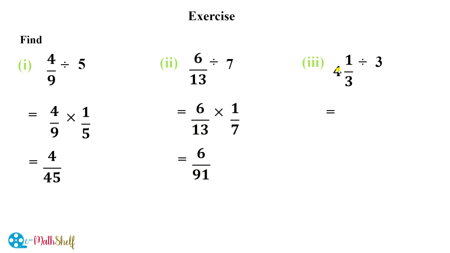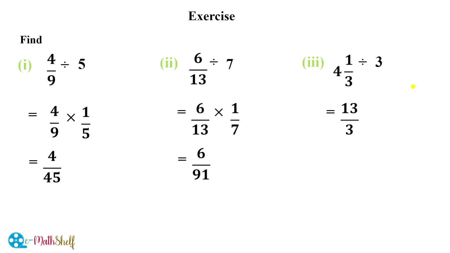Now we need to add the number 12 to the numerator of the fraction, that is the number 1. 12 plus 1 will give us 13. So now our numerator will be 13 and our denominator will remain as it is, that is the number 3. Now we need to divide the fraction 13 upon 3 by the whole number 3.